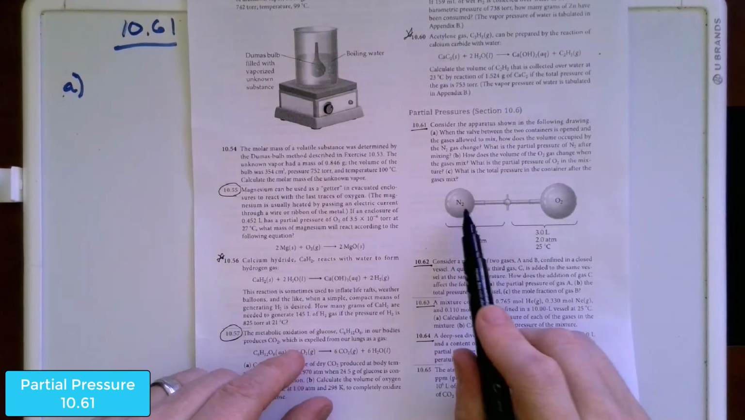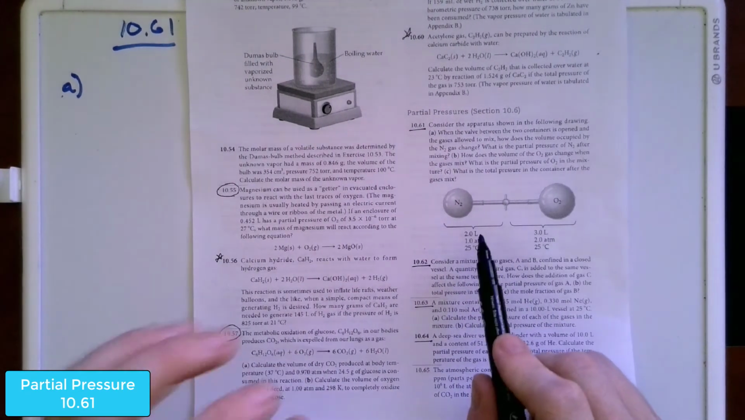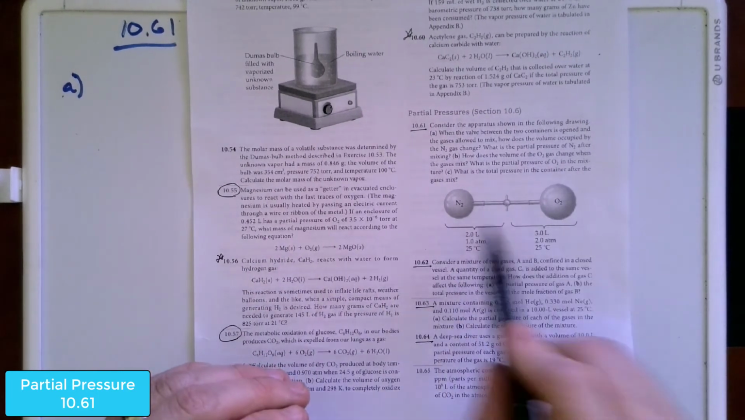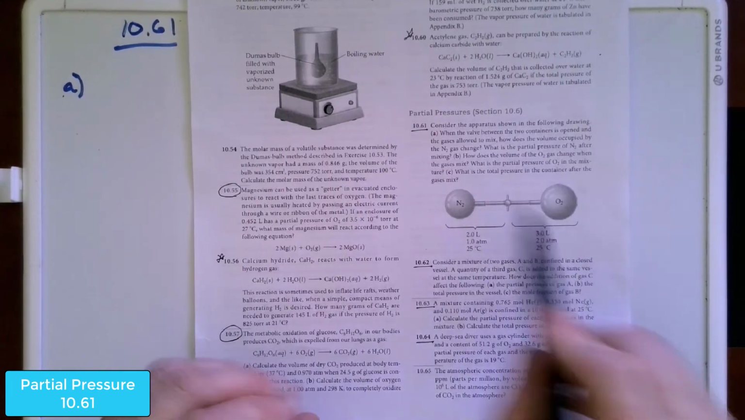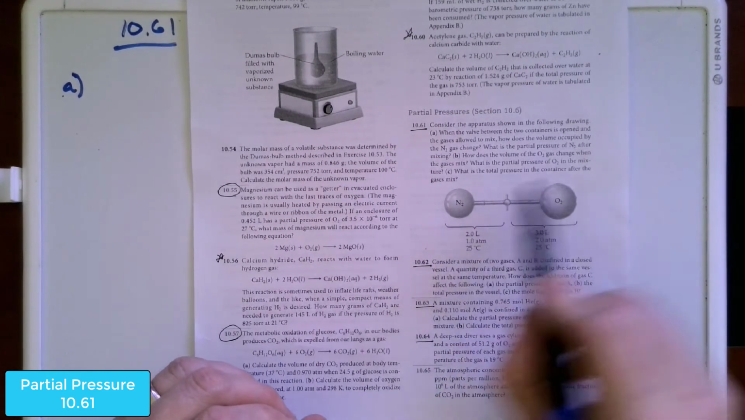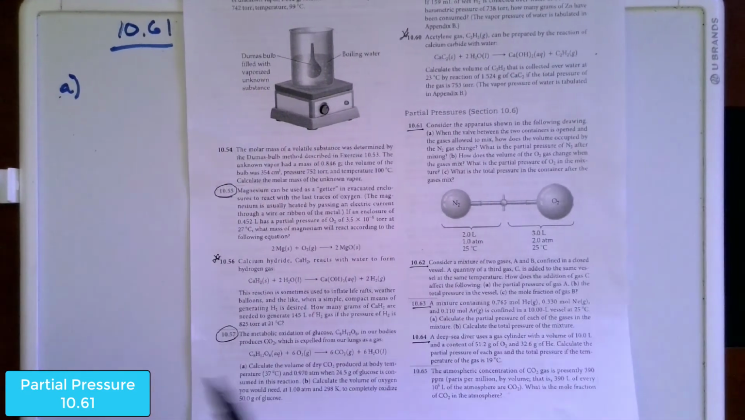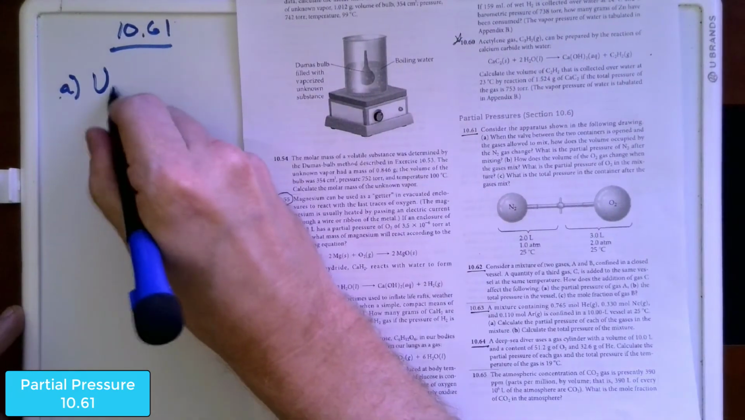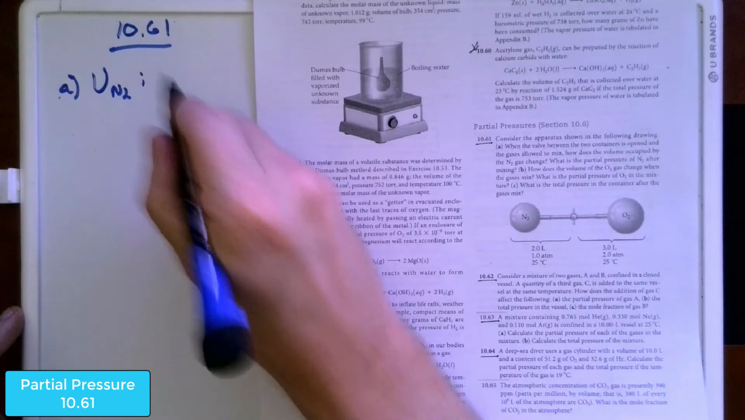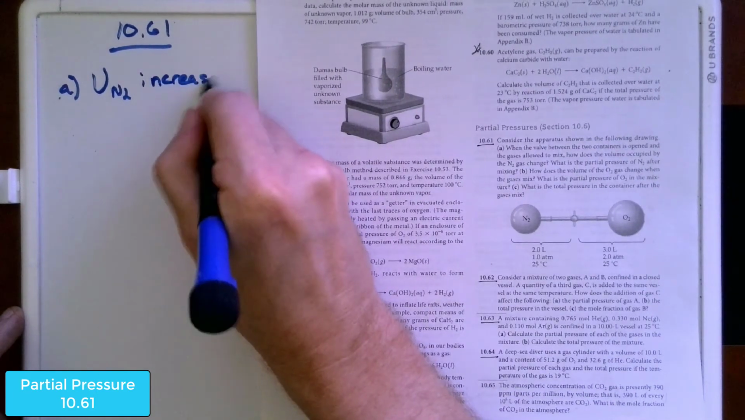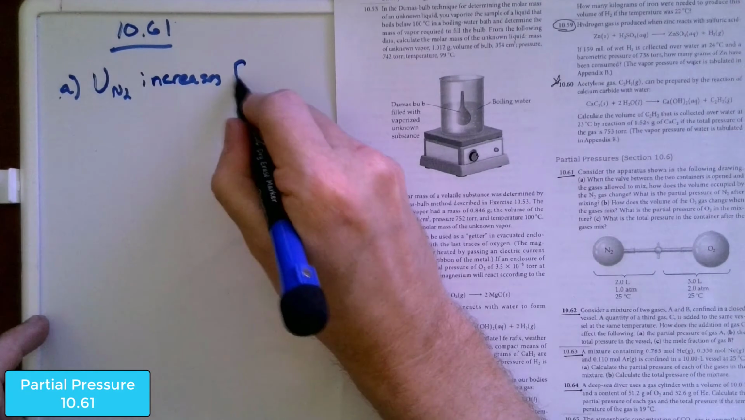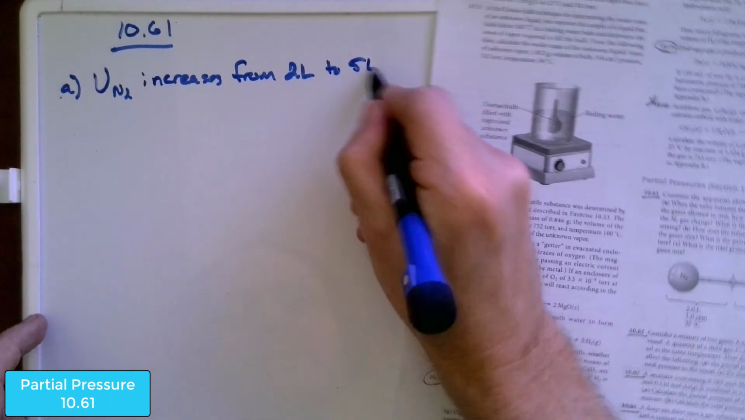The nitrogen gas is going to be mixing with the oxygen. The volume is no longer 2 liters. The volume is now the entire container, the 2-liter side and the 3-liter side. So the nitrogen gas actually expands to occupy a total of 5 liters. So we can answer part of this right now, that the volume of the nitrogen gas increases from 2 liters to 5 liters.